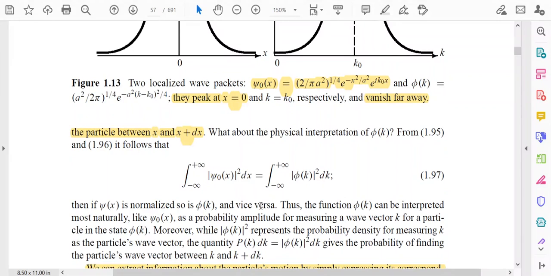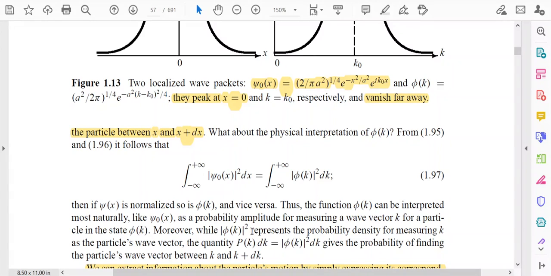The meaning is that if psi x is normalized, so is phi k. So if psi x is normalized, phi k will also be normalized. Thus, the function phi k can be interpreted most naturally, like psi 0 x, as a probability amplitude for measuring a wave vector k for a particle in the state phi k. As we are saying that psi x is the wave function at the position x at time t equal to 0 for the particle which is propagating along the x-axis.